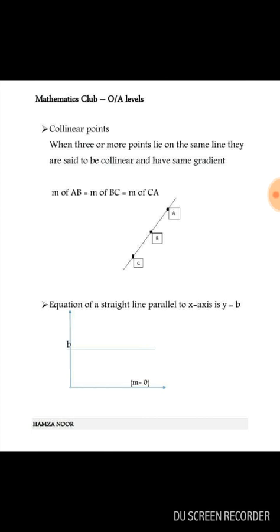Now, the equation of a straight line parallel to the x-axis is y is equal to b, because as we have studied earlier, in the case of horizontal lines m is equal to 0. Therefore, the equation of the straight line in this case will be y is equal to b. For example, y is equal to 2, y is equal to 4, y is equal to 3, etc.